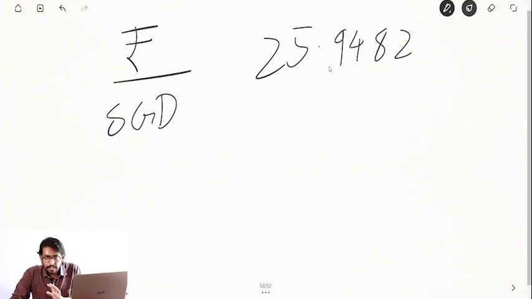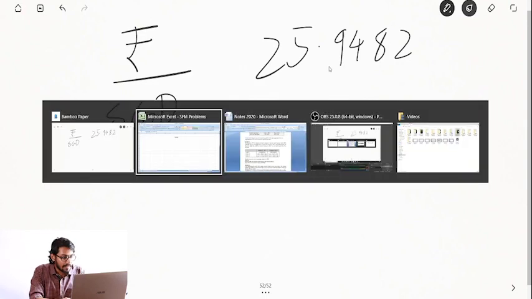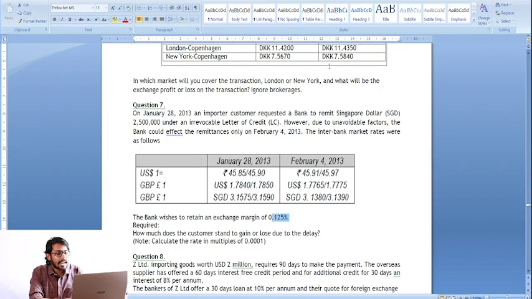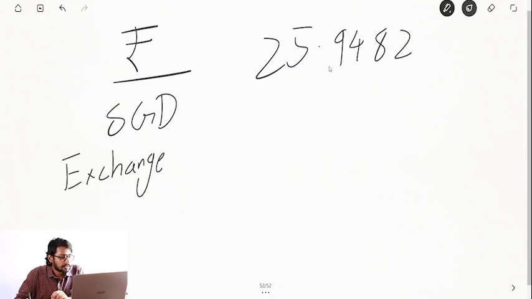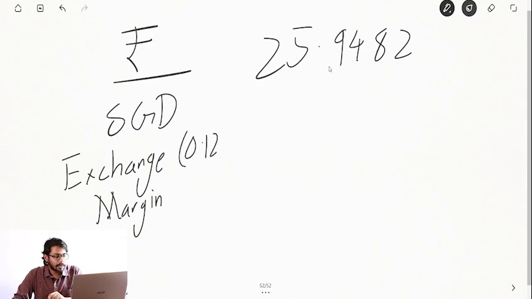Part 1, the answer is not done. You also have to consider the exchange margin. In the question they have given you the exchange margin, that is a commission to the bank. You have to pay an exchange margin of 0.125 percentage. Tell me, are you supposed to add or less the exchange margin?